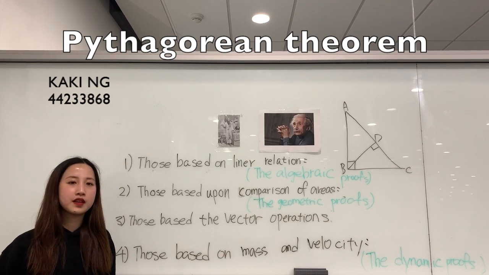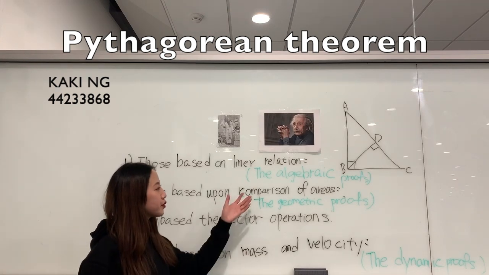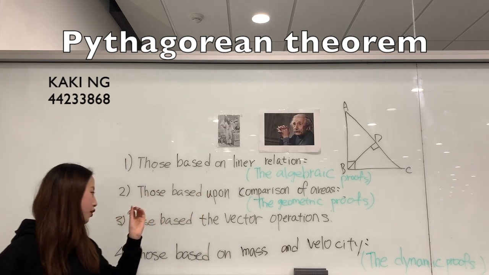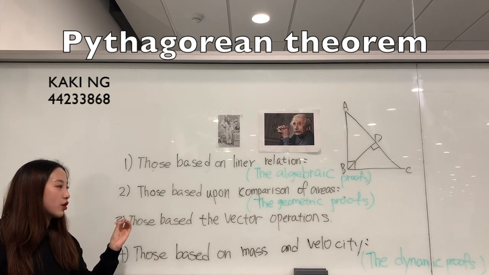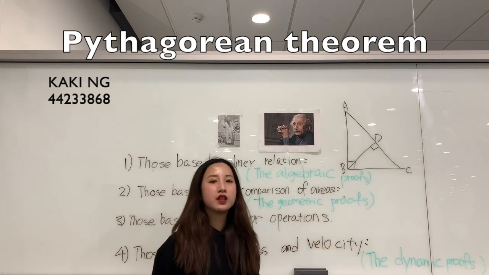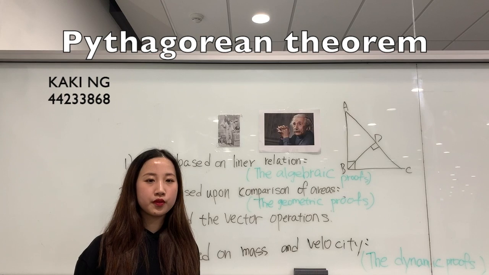However, the Pythagorean theorem can also be demonstrated in these 4 categories. The first one is algebraic proof, the second one is geometric proof, the third one is proof by vector operation, and the last one is dynamic proof. And now, Qicheng will present the different methods to figure out the hypotenuse.